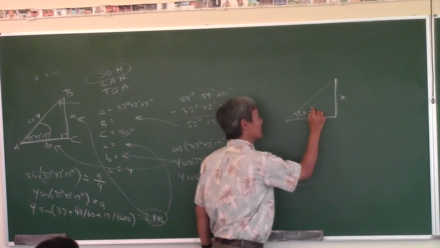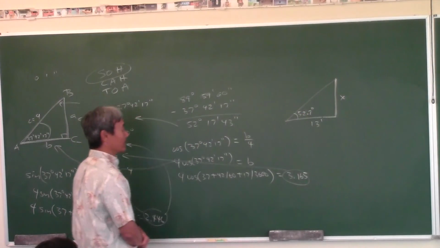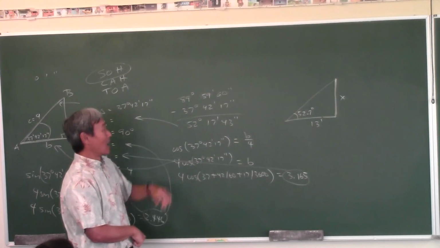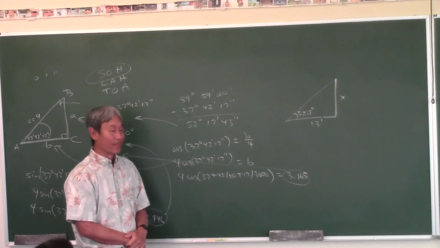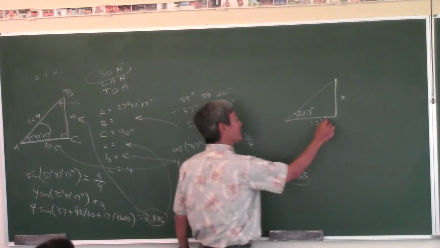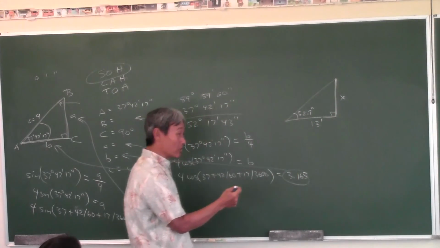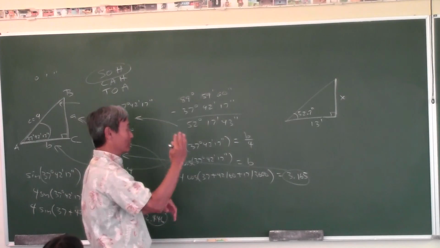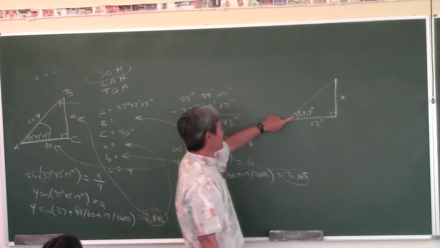That's not degrees. See, it's a lot easier if I just say 52.7 instead of giving you minutes and seconds. How high is the flagpole? Now remember, this has to be a right angle. In order to use SOH-CAH-TOA, it's got to be a right triangle. So we have to assume the flagpole is vertical. Okay? So, here's the angle.